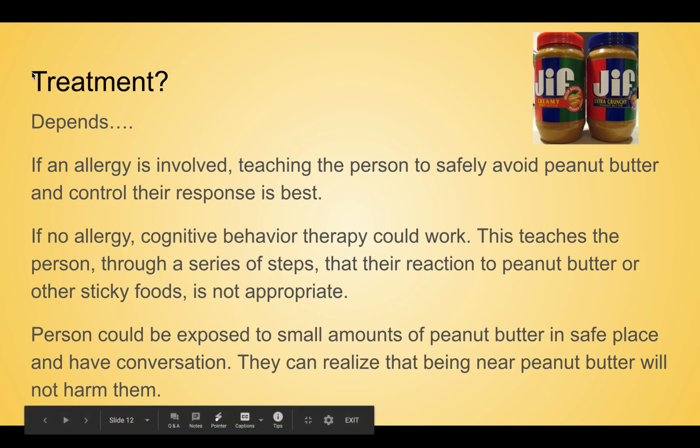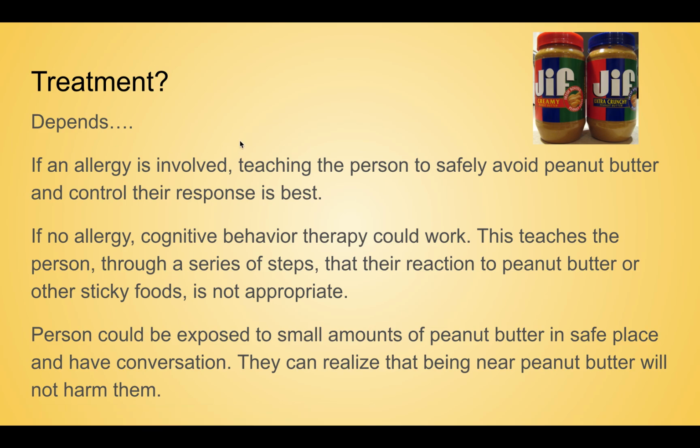Okay, treatment. This is what can they do to help someone who has this particular phobia. And it actually said in the article that it all depends on how they developed their phobia. So if it was an allergic reaction, basically you just teach the person safety precautions, how to safely avoid peanut butter and make sure that the responses are controlled, that they're not freaking out when they see peanut butter, but giving them tools on, okay, what's the first thing you do if you come in contact with peanut butter?